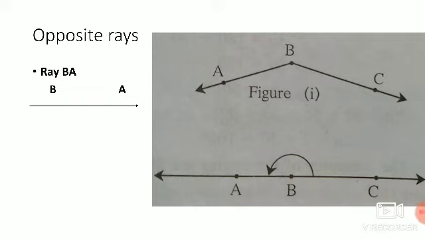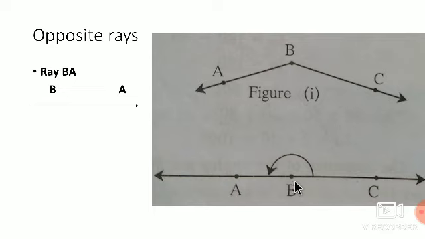We have learnt about the angles and its types. Today's topic is the pairs of angles. This is the ray BA.